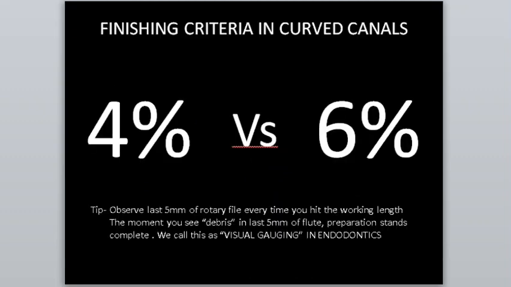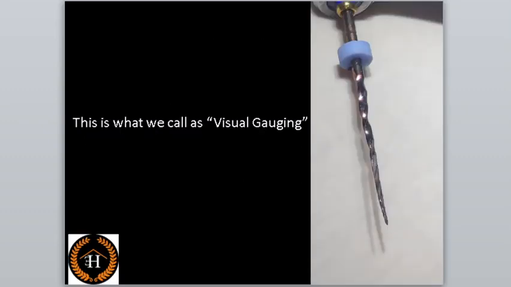Now, what is the finishing criteria in curved canal? Whether you should prepare 4% or 6%. I'll simplify in a very logical manner. Just observe the last 5 millimeter of the rotary file. Every time you hit the working length, the moment you see the debris in the last 5 mm of flute, the preparation stands complete. We call this visual gauging in endodontics. Have a look at this picture. This last 5 mm, the moment the rotary files are covered with this debris, your shaping is complete.